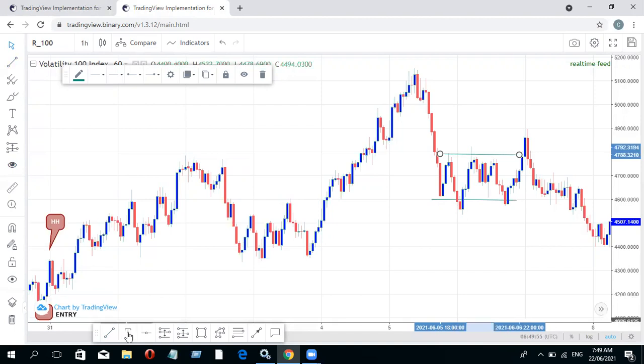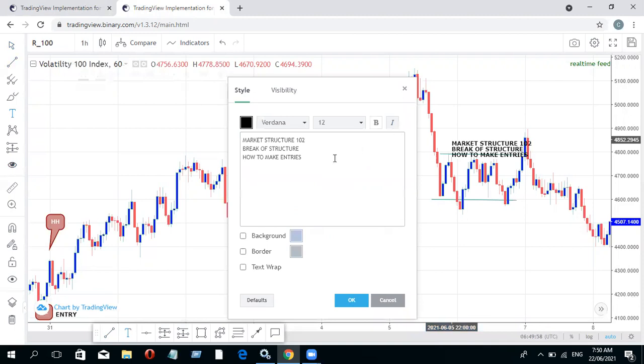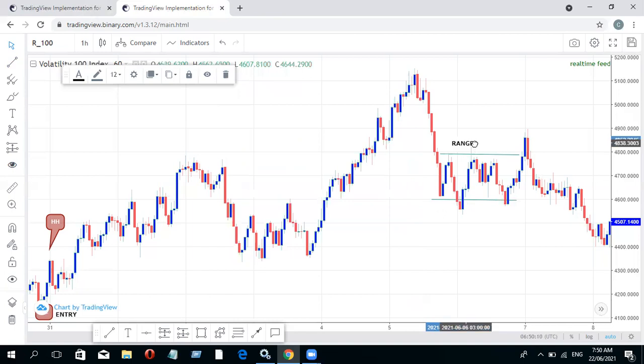This was a range. That was a range. Okay, so this is a range. See the market doing something like this. It's called a range. The market's bouncing between support and resistance. So that is basically the kinds of basic markets.